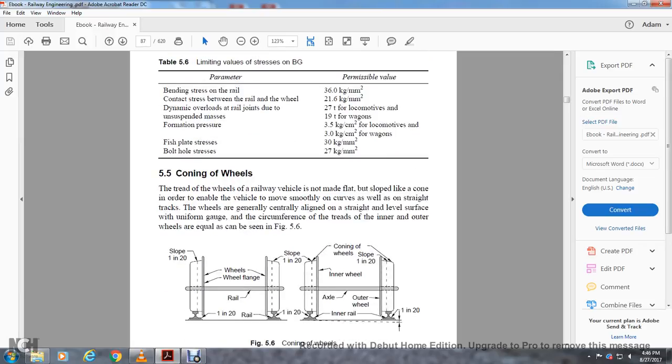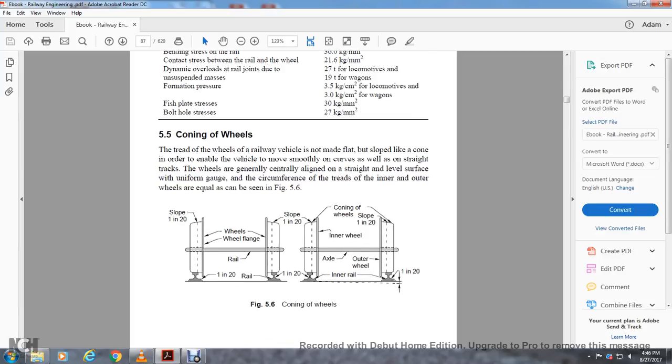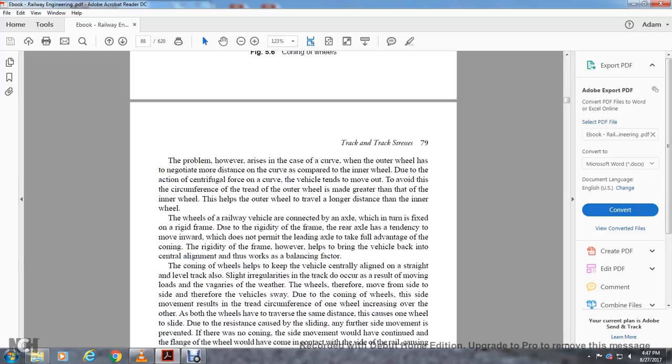5.5 Coning of the wheels. The tread of the wheels of railways is not made flat, but sloped in a cone in order to enable the vehicle to move smoothly on the curves as well. On a straight and level track, the wheels are generally centrally aligned with uniform gauge, and the circumference of the tread of the inner and outer wheels is equal. It can be seen in Figure 5.6. The cone of the wheels shows a slope of 1 to 20 for the wheel, and the rail is also sloped 1 to 20.